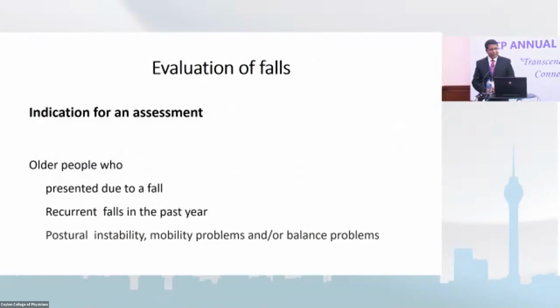Right, now we come to evaluation of falls. Who needs evaluation? Any patient who comes to us with a fall is important. And any patient who comes to us with recurrent falls; recurrent falls means two or more in six months, or more falls in the past year. The other group is patients who have postural instability, mobility issues, and balance problems; they are at high risk of falls, and for those patients primary preventive strategies are important.